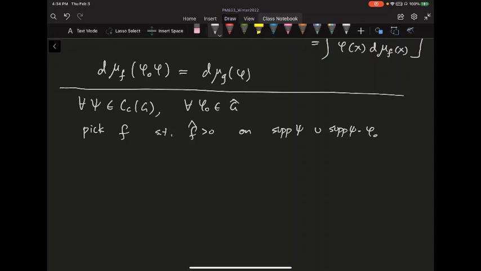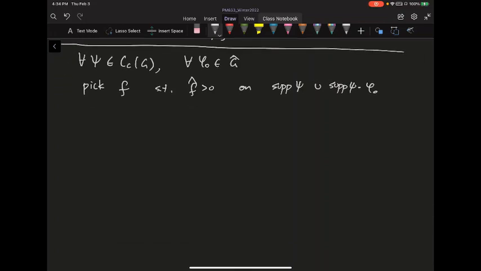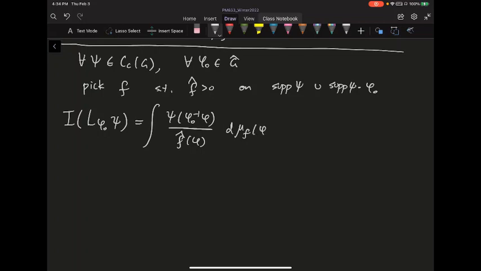So I don't need to change my function as I integrate and as I translate things. All right, so everything, this I function can be defined using this f hat. So let's consider what happens when you do the left translation of the psi. Well, then by definition, this is just the integral of the psi function evaluated at phi_0 inverse times phi, and then you divide by the f hat of phi, and then d mu_f of phi, okay? And then now you want to cancel out this phi_0 inverse, okay?